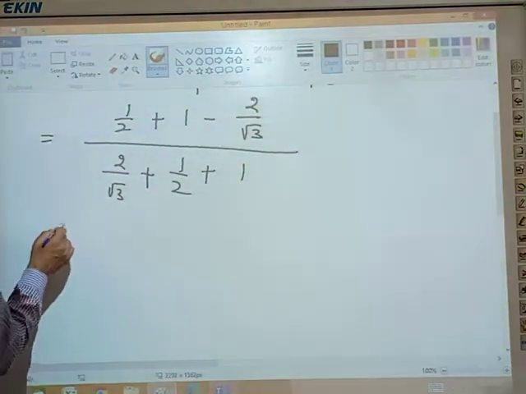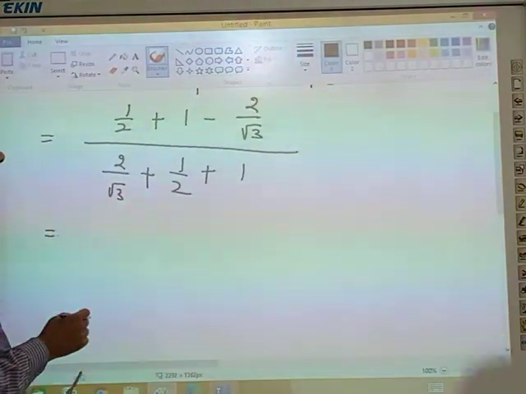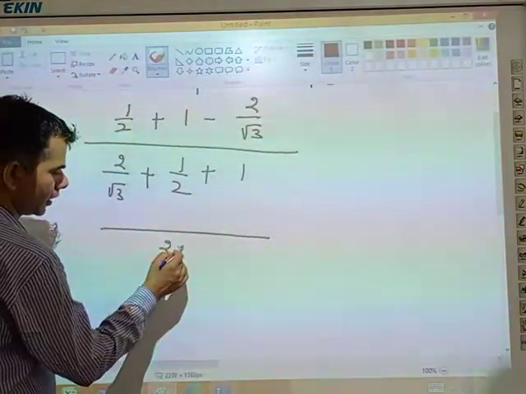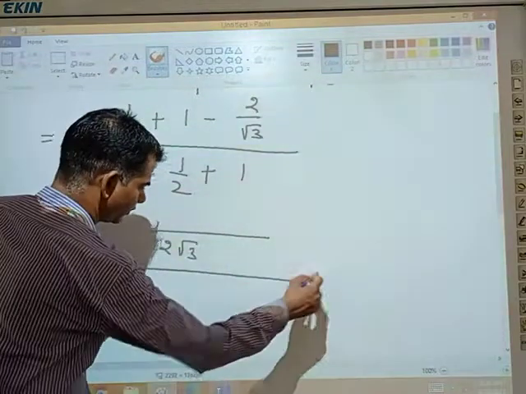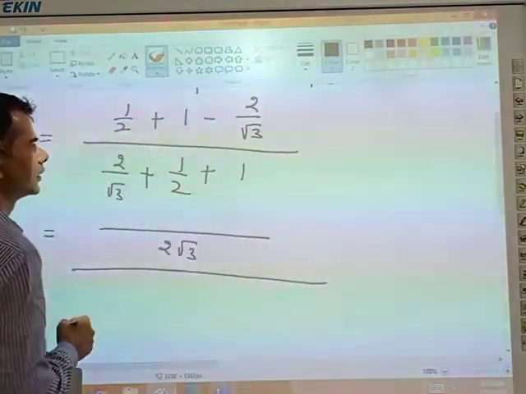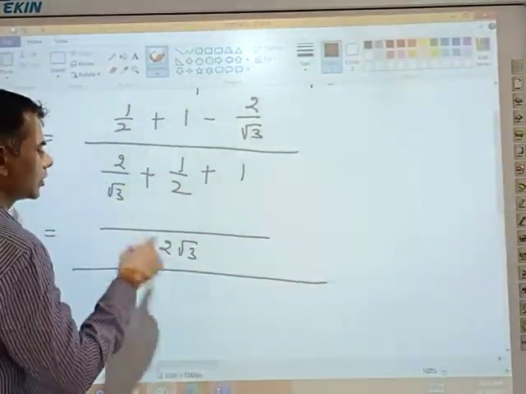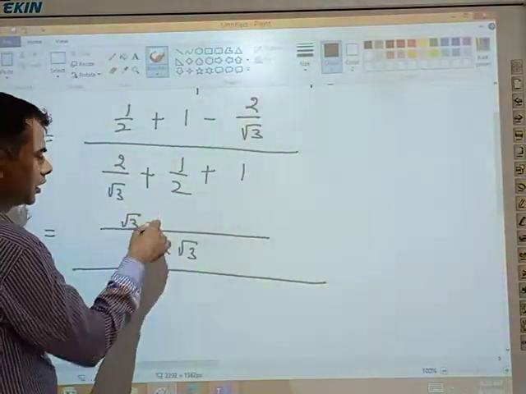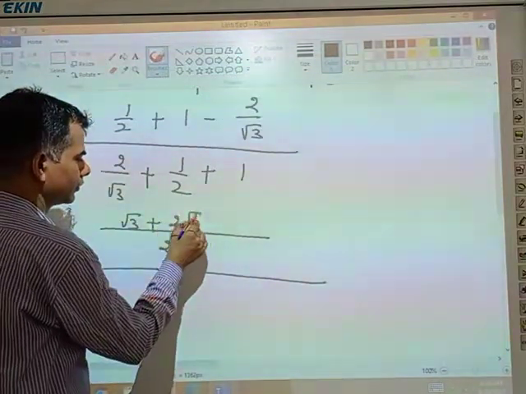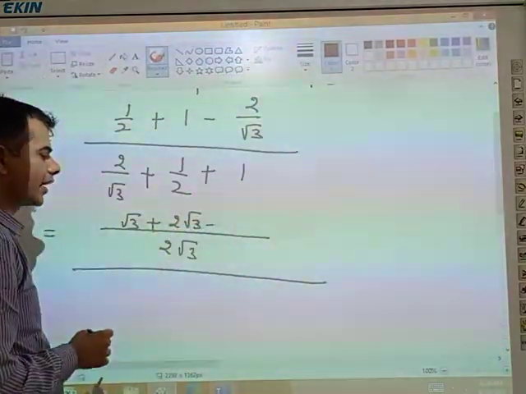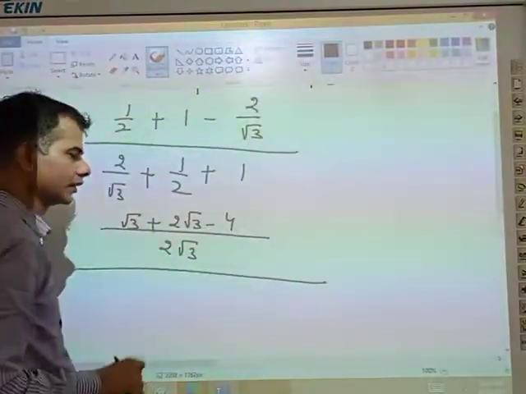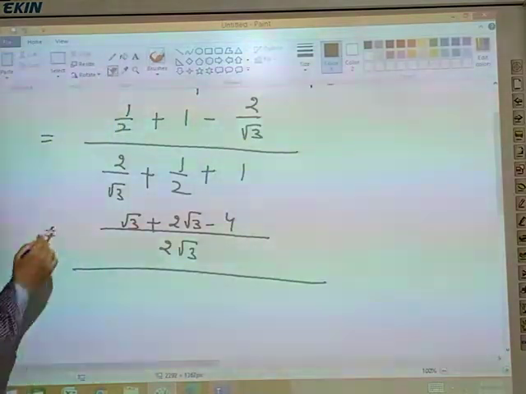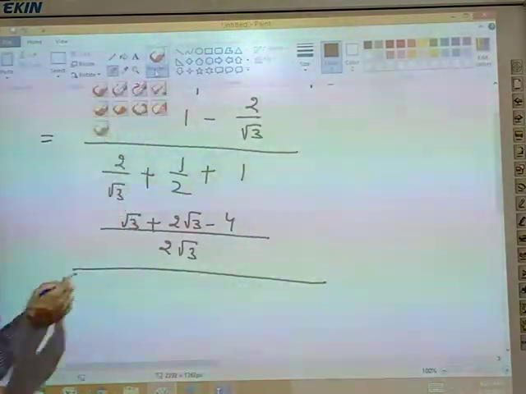Now we will take the LCM of the numerator, that is 2 root 3. Now 2 root 3 divided by 2 becomes root 3, plus 2 root 3, minus 2 root 3 divided by root 3, that will become 4. Any doubt, any problems? No, sir.